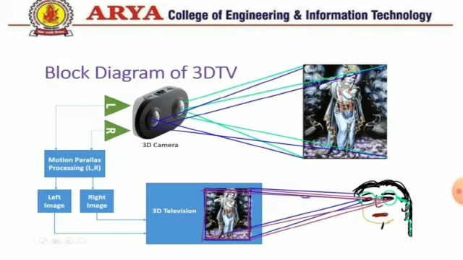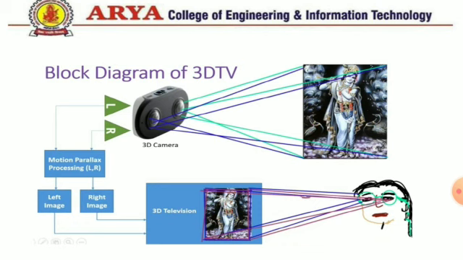So let us try to understand the block diagram of a 3D TV. First of all, we have one object which is delivered to the television. The object will always be three-dimensional. So first of all, we will have a 3D camera. In a 3D camera there will be multiple cameras, as you can see in the diagram. Both of these cameras will be taking video of the object.